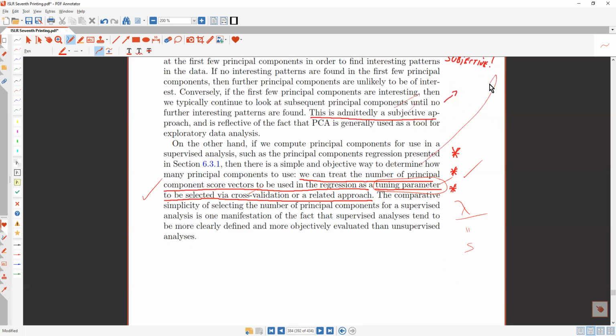Now that brings us away from the subjective, right? That's not subjective. That's based on minimizing MSE, which we were doing all along in our previous chapter. So you might want to say, well, which number of components is going to minimize MSE in the cross-validation techniques that we looked at.